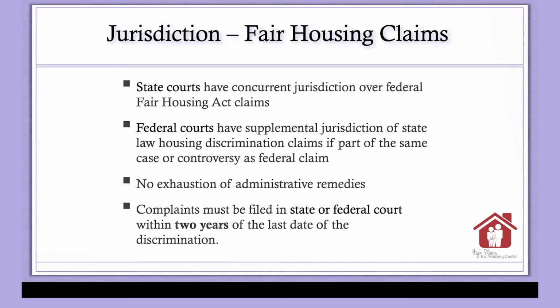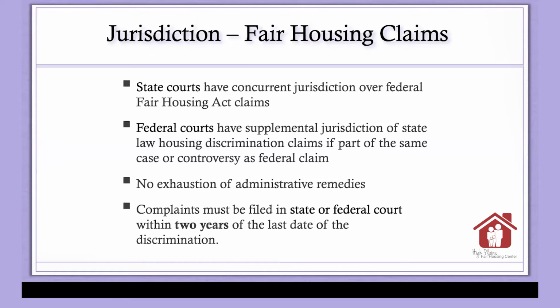Well, what courts are we talking about? Where can these claims be sued? State courts have concurrent jurisdiction over federal Fair Housing Act claims, so they can be brought right into state court under the Federal Fair Housing Act. And federal courts can also hear them, obviously, because there's a federal question there. And if brought into federal court, those federal courts would have supplemental jurisdiction of state law housing discrimination claims if they're part of the same case or controversy as the federal claim.